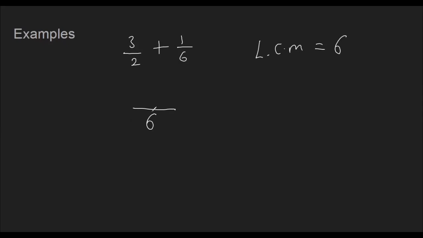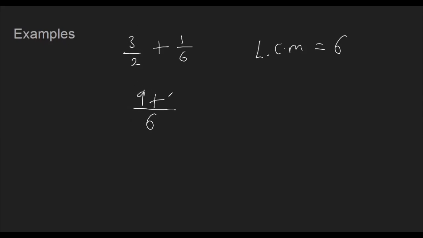Now this particular 6 that we have here, we are going to divide by each of the denominators. We are going to use each of these denominators to divide 6. So 6 divided by 2 is going to give us 3. Now the result we get from using denominators to divide the LCM, we are going to use that result to multiply each of the respective numerators. So we have used 2 to divide 6 and we had 3. So we are going to use that 3 to multiply the numerator. So 3 times 3 is going to give us 9.